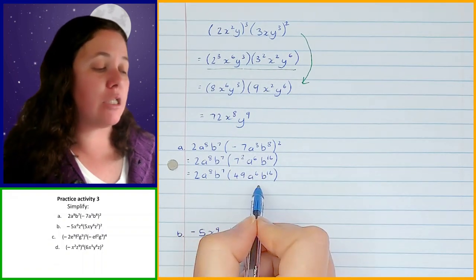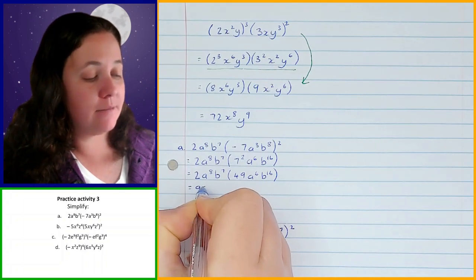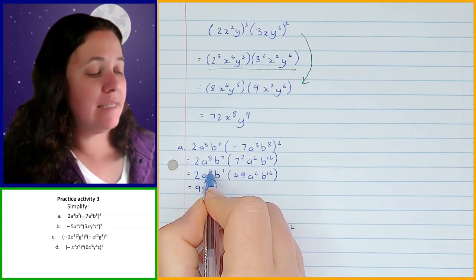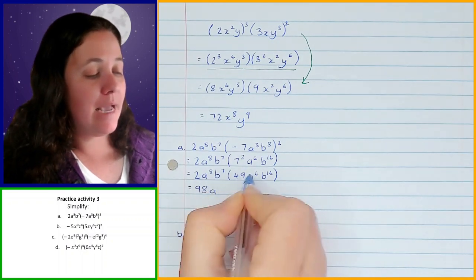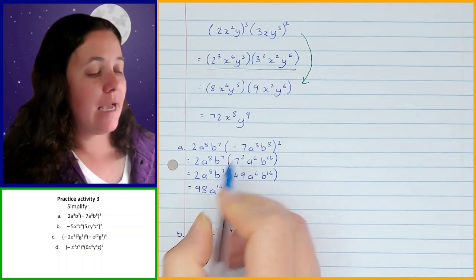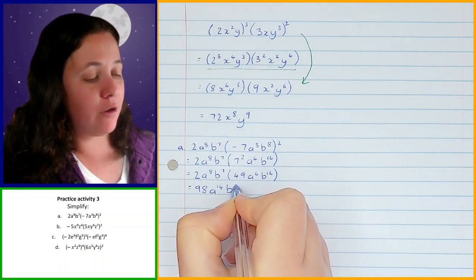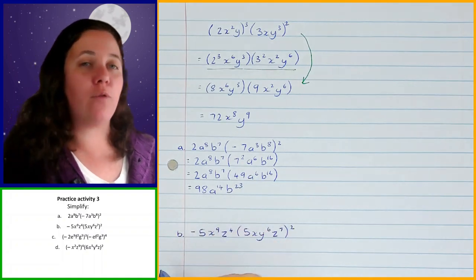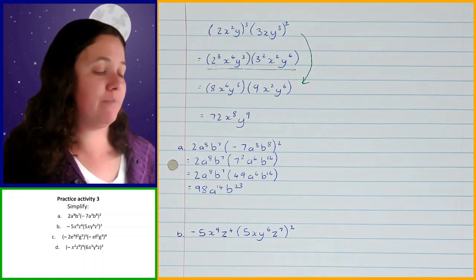Okay, now I'm going to multiply these together. So 2 times 49, that's going to give you 98. A to the power of 8 times a to the power of 6, I add the exponents, the base stays the same, 8 plus 6 is 14. And then b to the power of 7 times b to the power of 16 is b to the power of 23. So that's what you should have got for question A. You should have got 98, a to the power of 14, b to the power of 23.